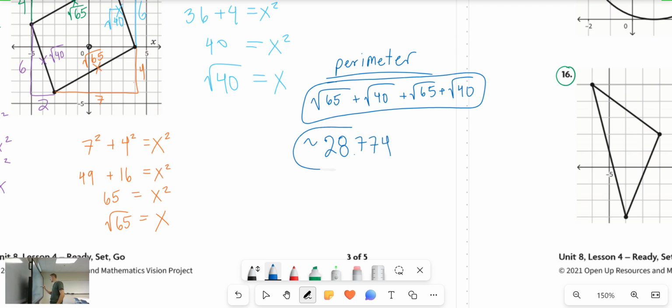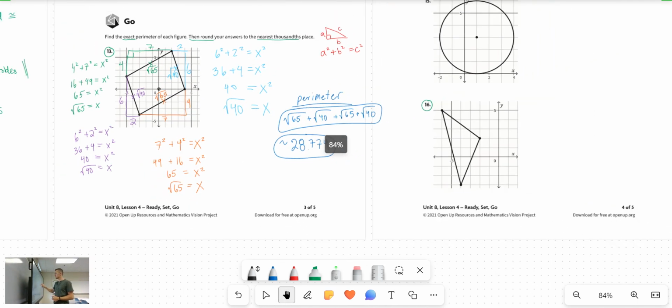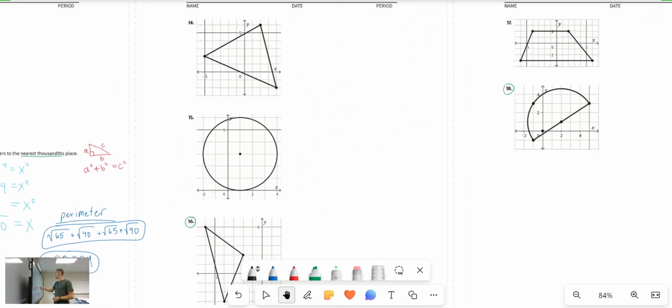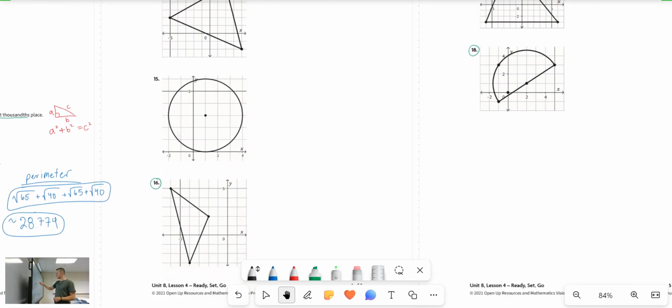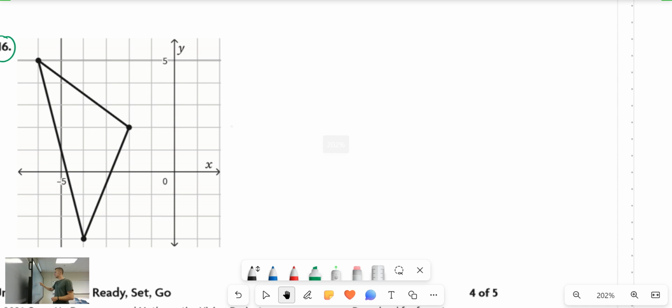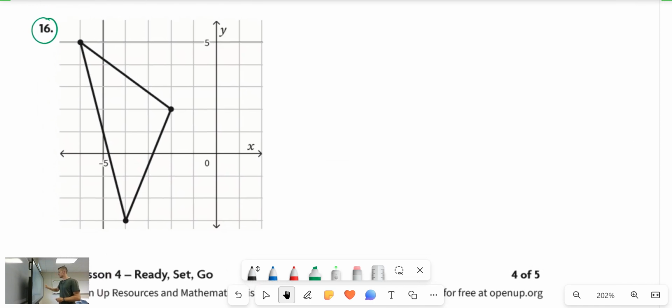28.774. That is our perimeter rounded to the nearest thousandth. All right, let's go see what else we're working with. Looks like we're skipping 14 and 15, going right to 16. We've got straight lines, so we can use the Pythagorean theorem again.